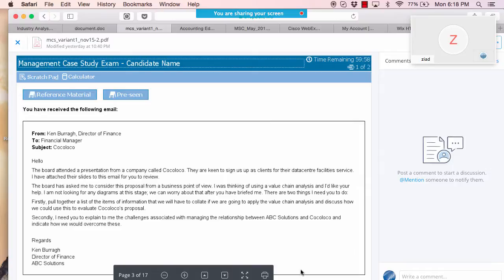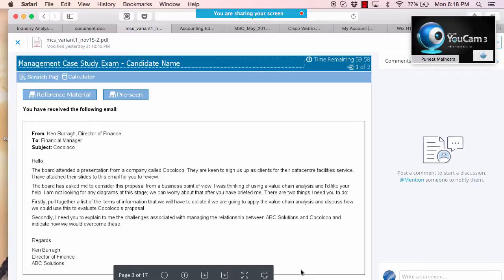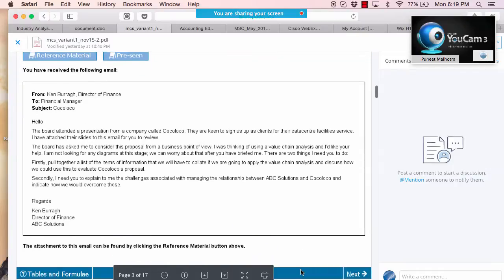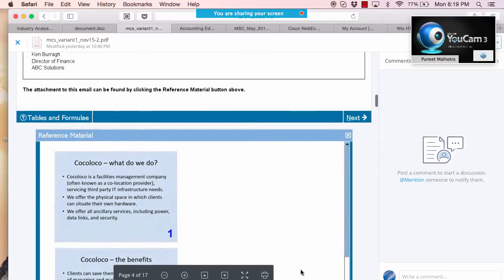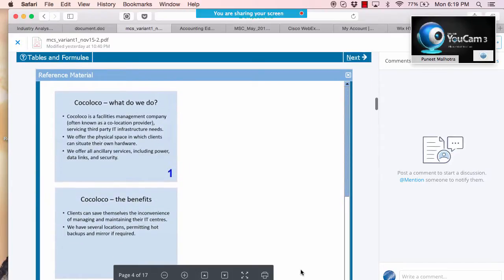There are two things I need you to do. Firstly, pull together a list of items of information that we will have to collate if we are going to apply the value chain analysis, and discuss how we could use this to evaluate C's proposal. Secondly, I need you to explain to me the challenges associated with managing the relationship between ABC Solutions and C, and indicate how we could overcome these. Right? So let us see what they have given. They have given reference material. What do we do?